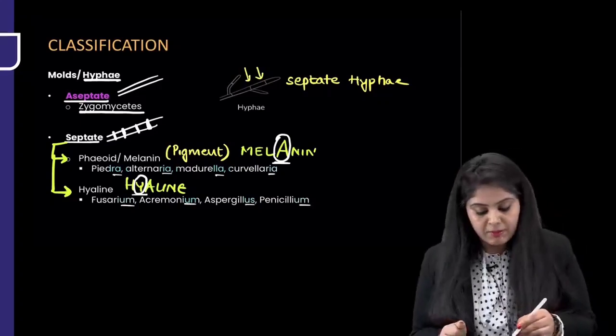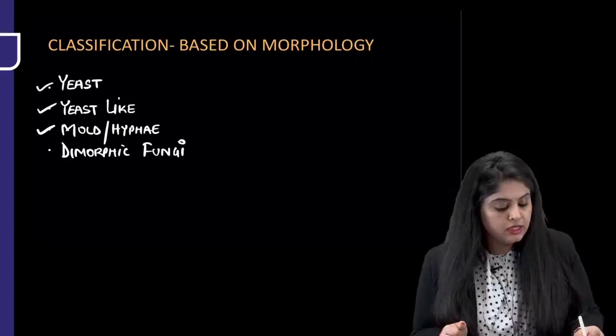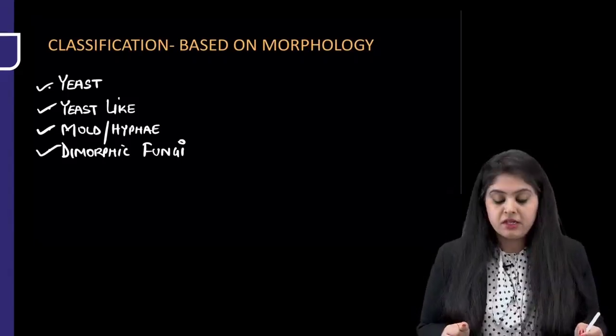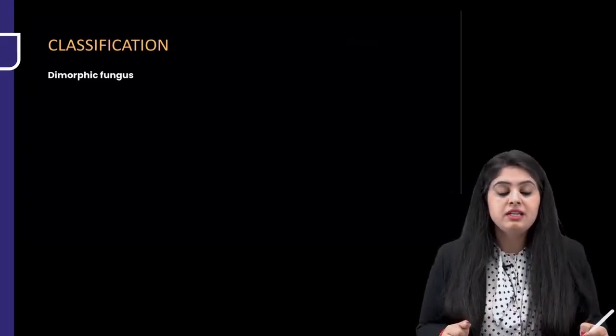Finally, with which we wrap up our third feature also, that is the mold or the hyphae. What are we left with? The fourth one, and that is dimorphic fungus. Now, when I'm talking about dimorphic fungus, and after that I'm going to take you to a recap also.